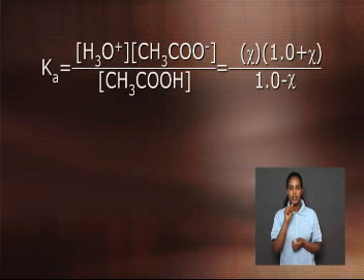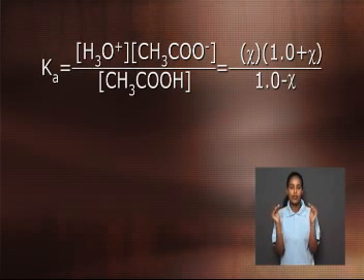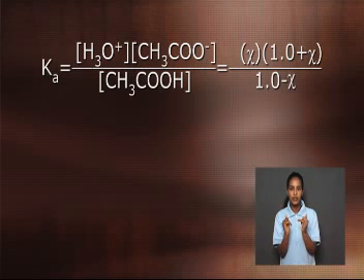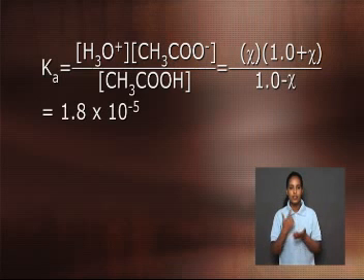The acid dissociation constant is equal to the equilibrium concentration of hydronium ion times that of acetate ion divided by the equilibrium concentration of acetic acid, which equals X times 1.0 plus X divided by 1.0 minus X. This equals 1.8 times 10 to the power of negative 5.